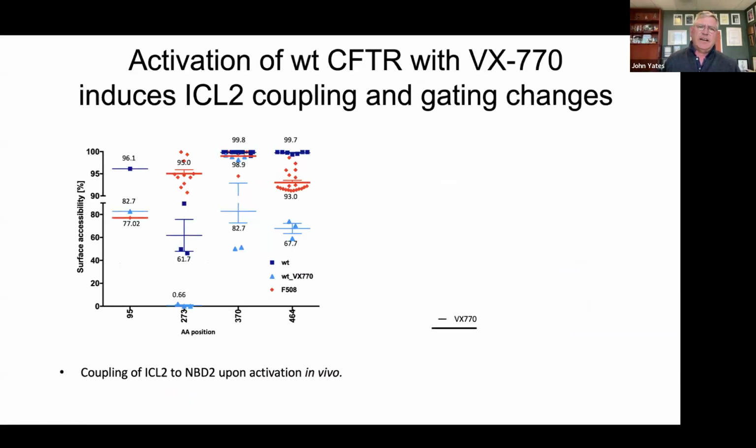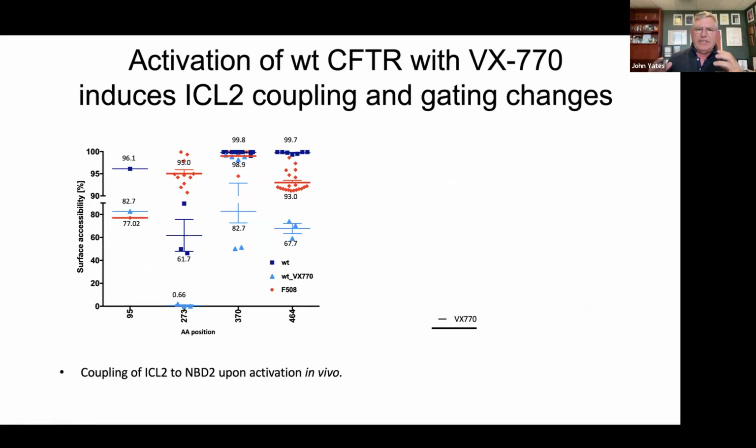If we take VX770, which is a drug that causes the protein to be constantly in an activated state, so the channel is open, and we treat with that and look at the position of K273, K273 is not accessible at all.